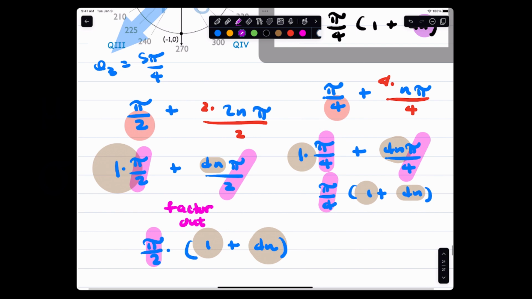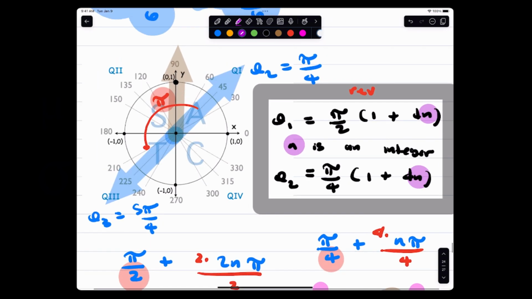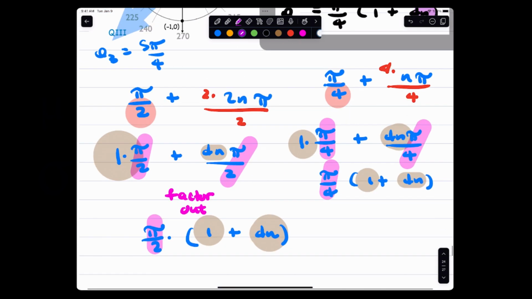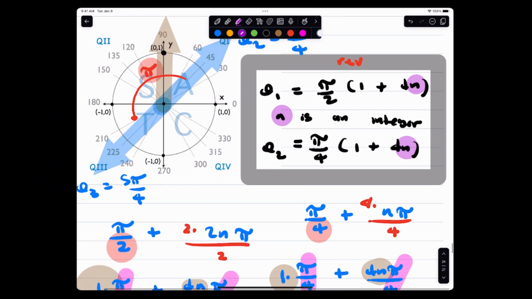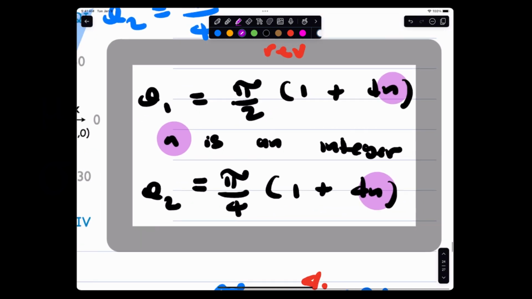Okay, you guys okay with that? There it is. This is the sequential form here. Easy peasy, lemon squeezy.